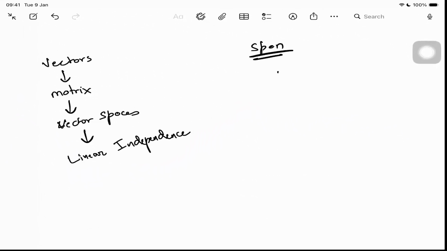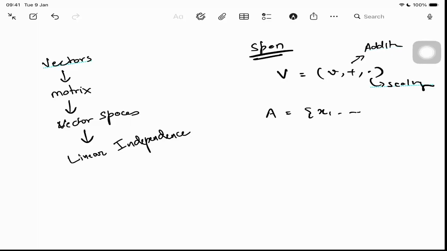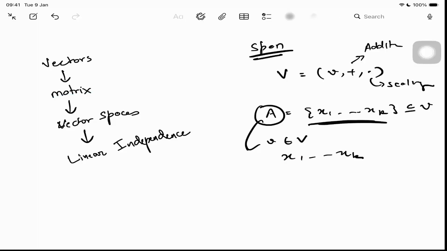Suppose we have a vector space V, and as you know, we define a vector space with two operations. One is the inner product and one is the outer product. Inner product is for addition and outer product is for scaling. In this vector space V, we have a set of vectors which we'll call A, suppose x1 up till xk, and this is a subset of V. Now, if every vector v which belongs to V, we can express as a linear combination of x1 to xk, then A is called the generating set of V.